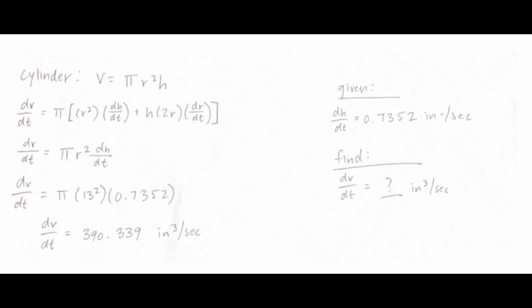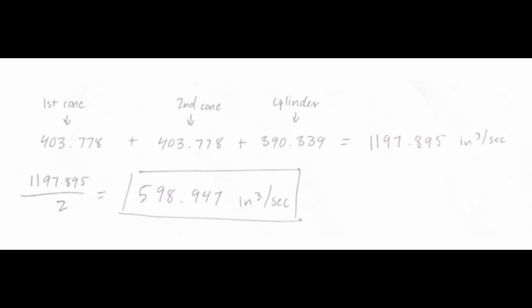For the cylinder, we are given V equals pi r squared h. When we implicitly differentiate that, we get dV/dt equals pi r squared dh/dt. When we plug in our given variable of dh/dt, we get 390.339 inches cubed per second. In order to find the total rate of change of the volume of the kayak, we will add up the rates of each section and then divide it by 2. We will then get 598.947 inches cubed per second.